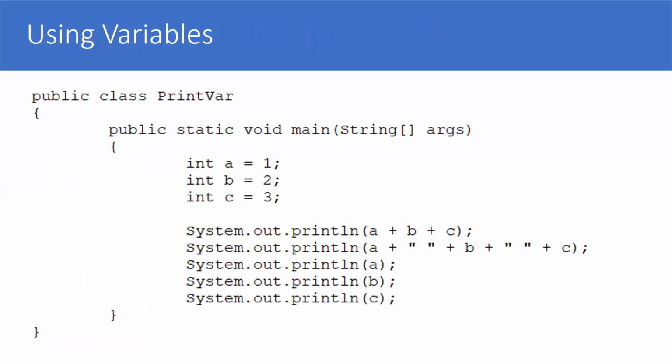Public class PrintVar, public static void main. And as you can see, we have some variables. So take a moment to look at this program and predict what the output might be. I'll give you 1 minute to look it over.